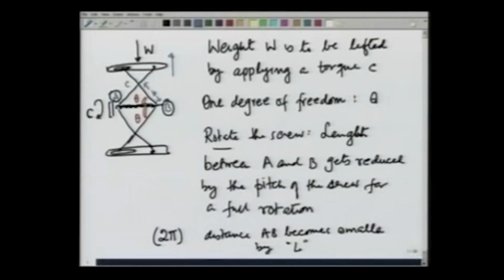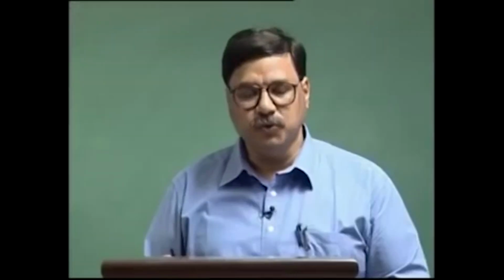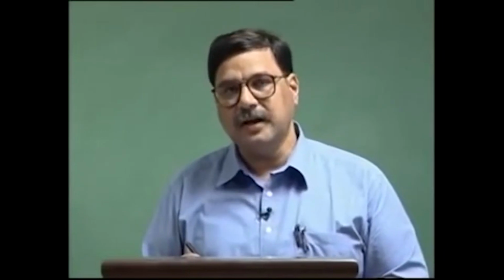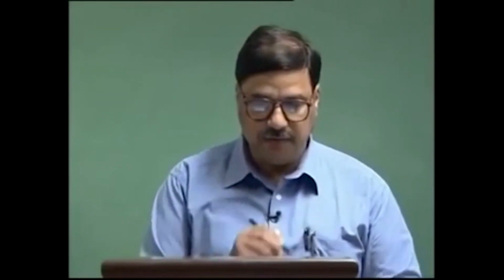So in rotating the screw, I am doing some work, and in lifting this, another work is being done. The external forces and torques now are C, the external torque, and W, the external load. The net virtual work done by the combination of C and W should be 0. Let us calculate that and make that equal to 0.